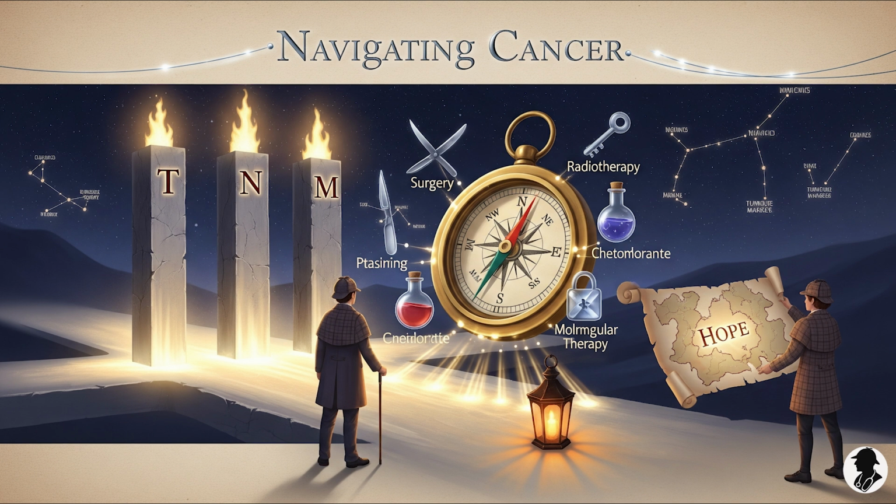Wow. So how do T, N, and M combine? They combine to give an overall stage, usually stage 1 through stage 4. Very broadly speaking, stage 1 is early, local. Stage 2 may be more advanced locally. Stage 3 involves regional nodes. And stage 4 means distant metastases. Okay, 1 to 4. Simple enough principle.